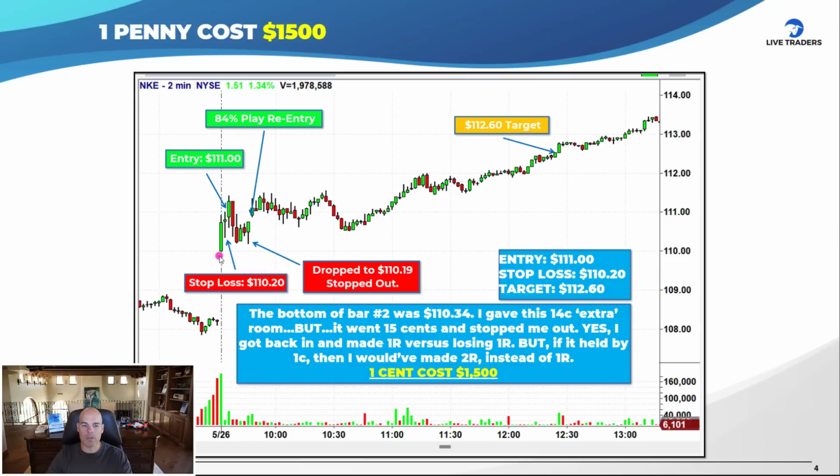You say, well, put it under the low of the day. I'm going to show you later, I did that on a trade too. Sometimes the market just gets you. So there was really nothing wrong with this trade. It was a good trade. And the 84% play saved my bacon, but a penny still costs $1,500.